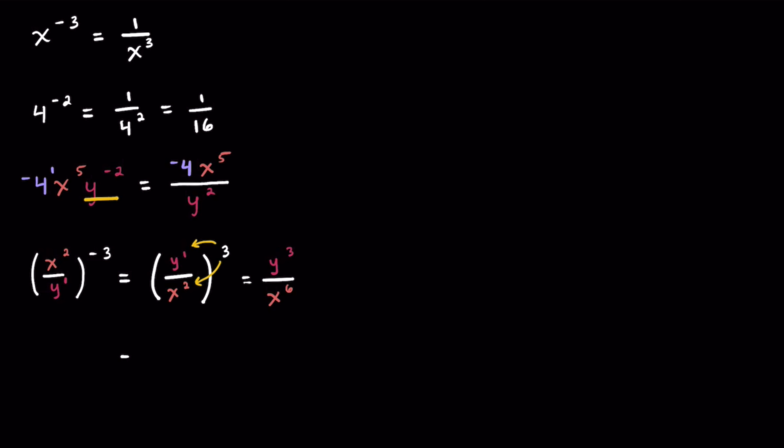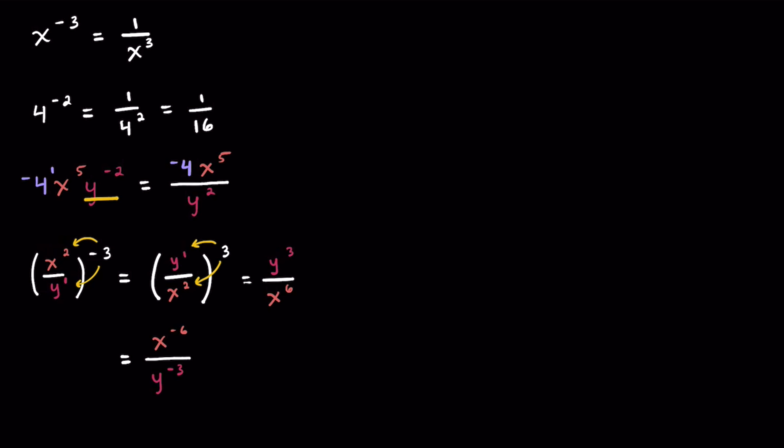Now, if you didn't want to do it that way, there's definitely another way we can go about this. If you wanted to just take this negative 3 and apply it to both bases right from the beginning, that's also definitely doable. So if you multiply that 2 times negative 3 on top, that's going to be x to the negative 6th power in the numerator. And in the denominator, we have that y to the negative 3rd power. So 1 times negative 3 is negative 3. So it's going to be y to the negative 3rd power.